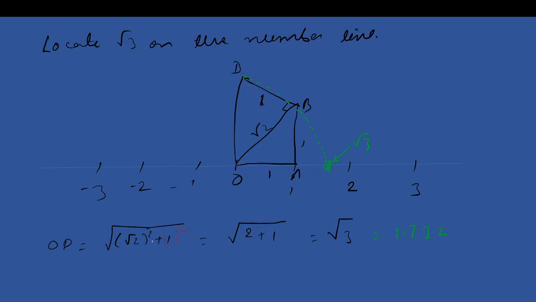So the square of root 2 will be 2, because root 2 means 2 to the power 1 by 2. If you square this, it becomes 2 to the power 2 by 2, which cancels and gives 2. This is how root 2 is treated. So root 3 is the square root of the square of root 2 plus 1 square, that is 2 plus 1, root 3.